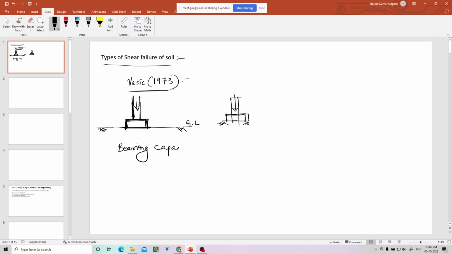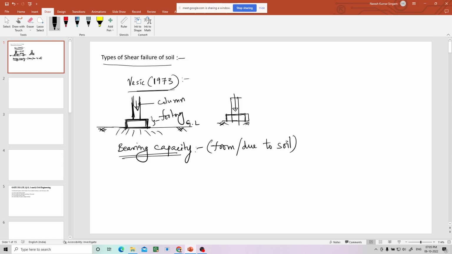Bearing capacity is generally due to the soil. Now there is a footing, and this is the column. The load coming from the column is transferred to the soil through the footing. Now it is a surface footing, because it is just kept on the surface of the ground. So this is called surface footing.